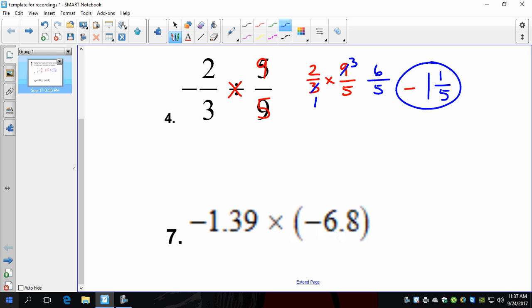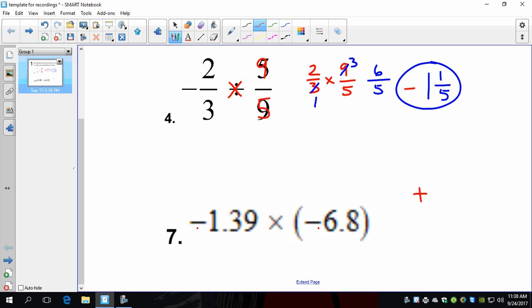For number 7 in your Record and Practice Journal, we have a decimal. Our signs are the same, so we know our answer is going to be positive. So we're going to start this one out. We simply know we have a positive answer when we're done because we have a negative sign here and a negative sign here.